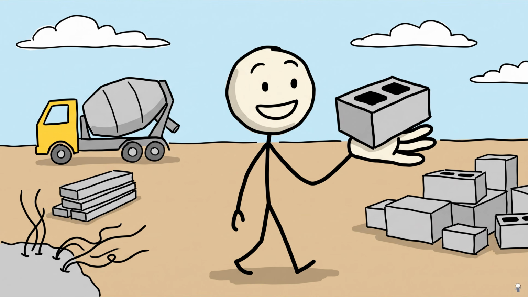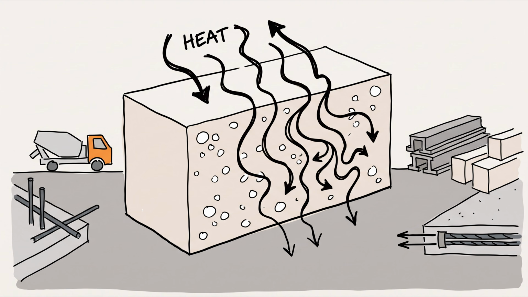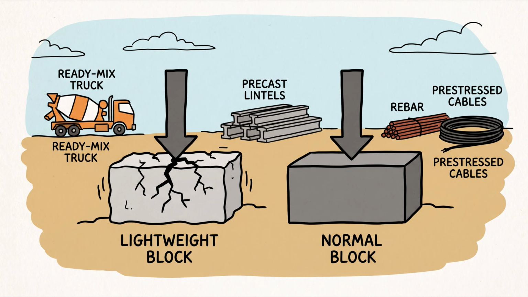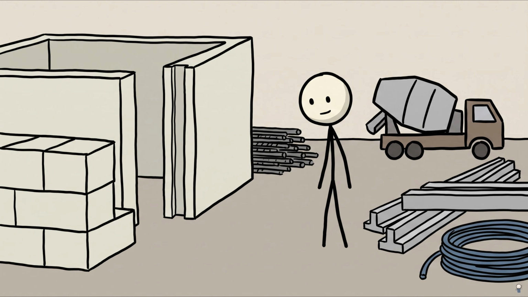The lightweight blocks you see on house builds, the ones that are easy to carry compared to dense blocks, those are lightweight concrete. They're also better at insulating because the air pockets inside them slow down heat transfer. The trade-off is strength. Lightweight concrete isn't as strong as normal weight. You wouldn't use it for heavy structural work, but for inner walls, upper floors, and insulating blocks, it's ideal.